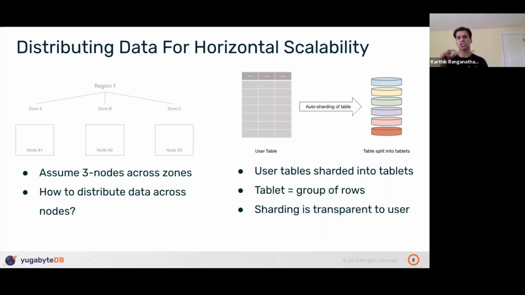So each tablet, or a shard is called a tablet, is actually a group of rows, right? So we don't break a row halfway. An entire row is stored inside every tablet, right? And this type of sharding, like I said, is transparent. This example shows a table being split into 6 shards, right? That's just so that we can display it better. We don't have to draw too many of these, but in reality, you could have a lot of shards.